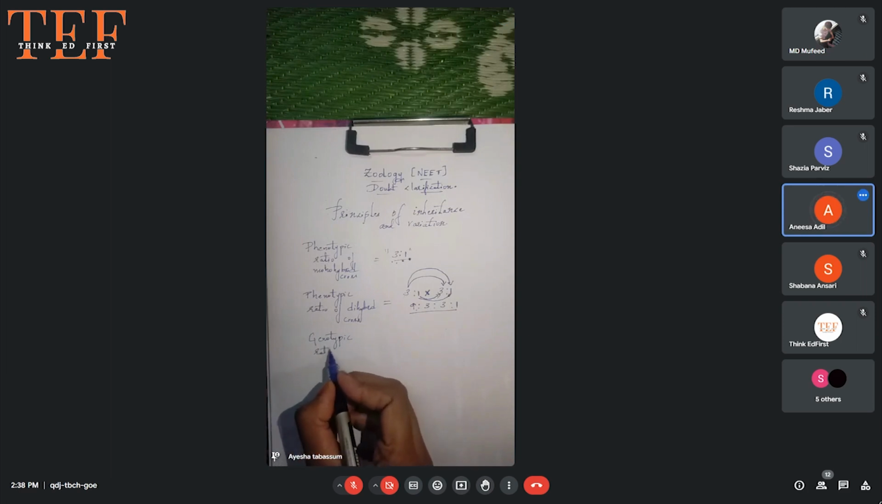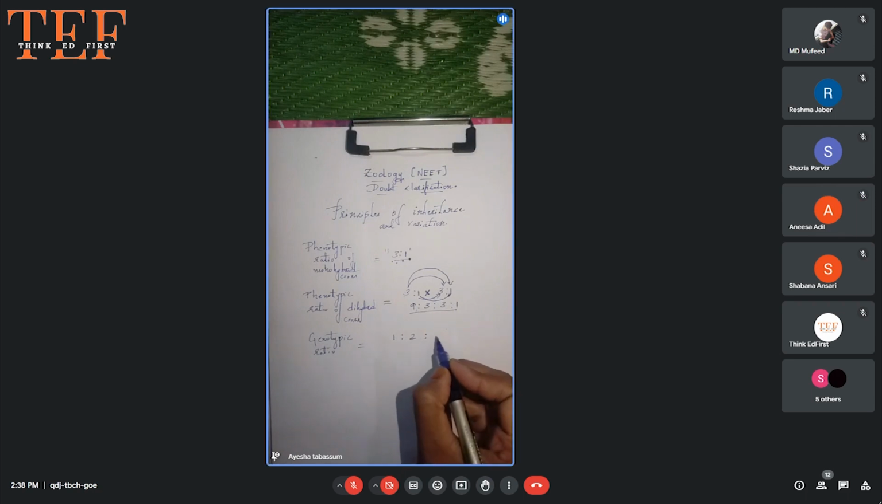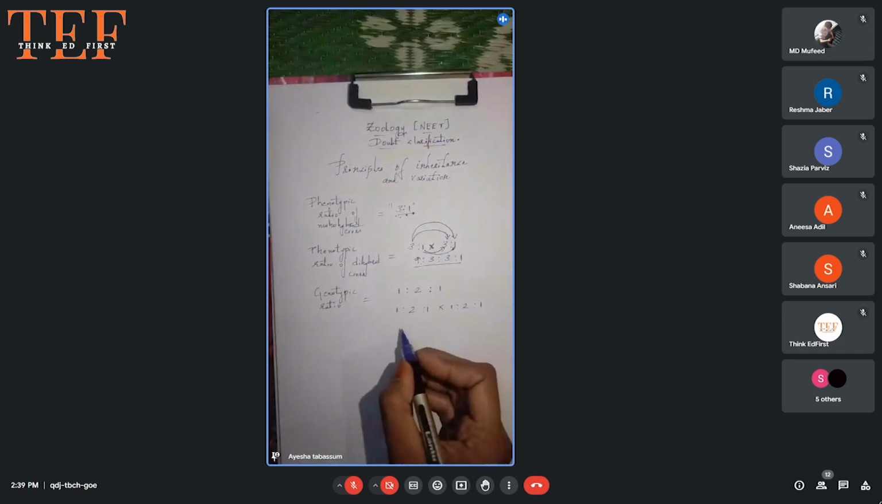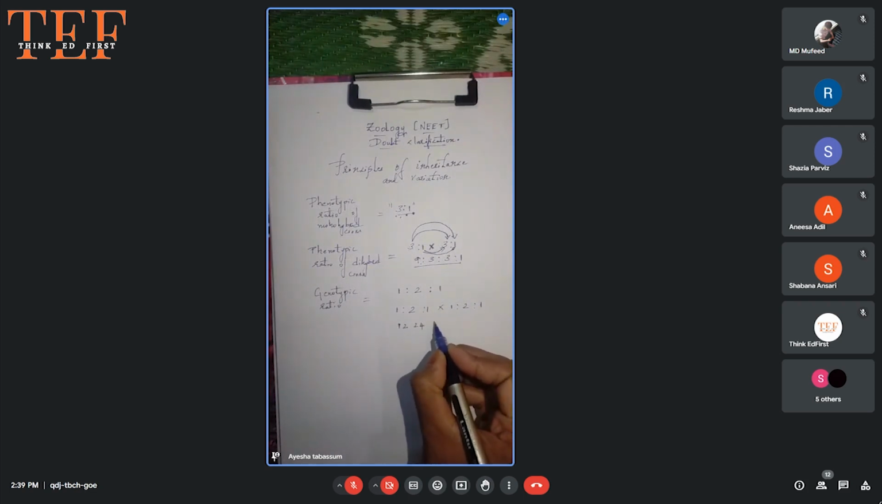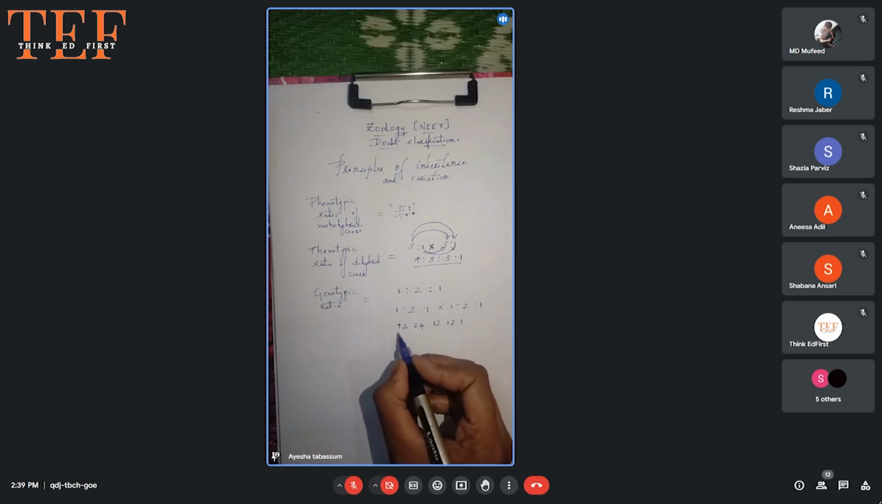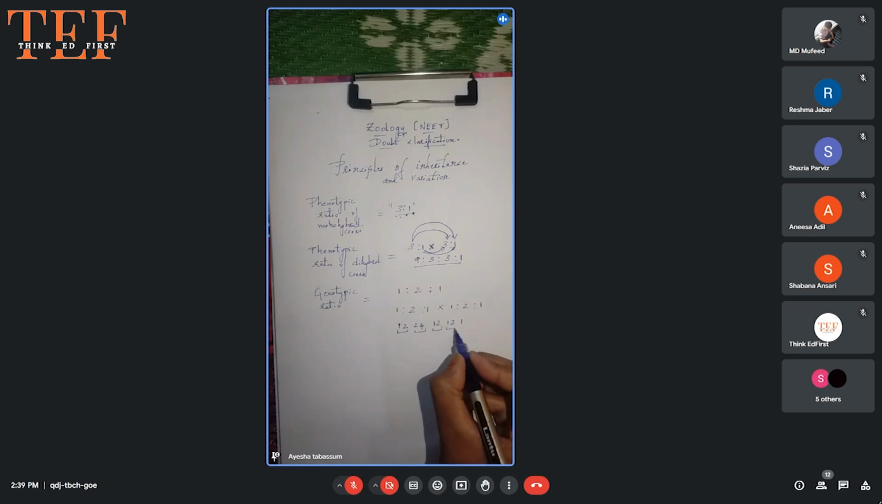1:2:1. It is 1:2:1. Similarly, you just have to multiply 1:2:1 by 1:2:1. So if you multiply, you'll get the ratio 1:2:1:2:4:2:1:2:1. So you can remember it like this, or just multiply. This is a very easy number code to remember the genotypic ratio.